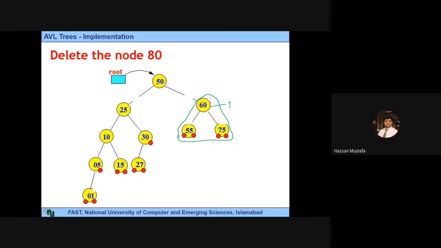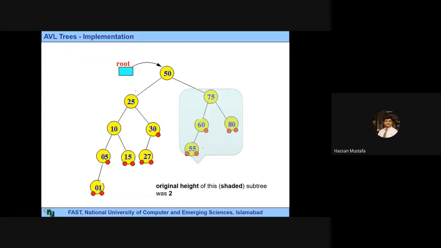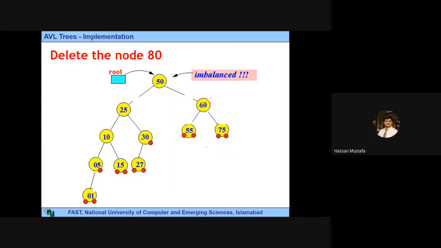So this subtree has decreased in height, and this has definitely affected the balance factor of its parent as well. After a rotation, a subtree becomes shorter in height, and a subtree that is now shorter might affect the parent as well. In this scenario, the height is decreased, and this 50 is imbalanced. So we keep performing the rotations until we get to the root of the tree.